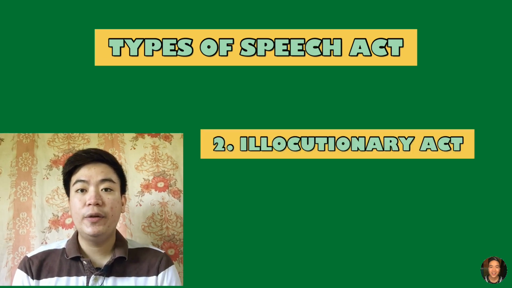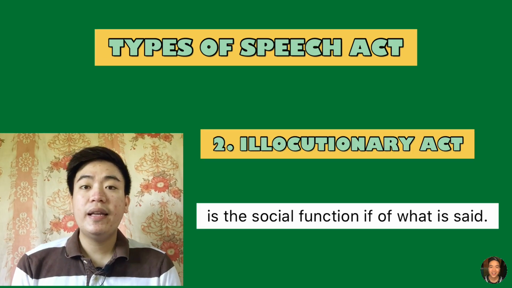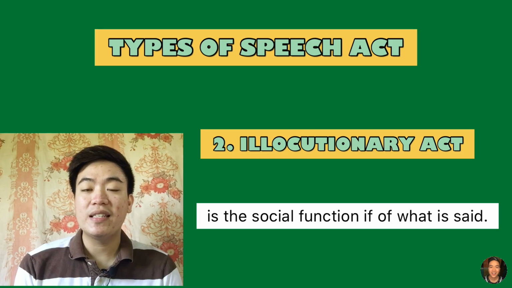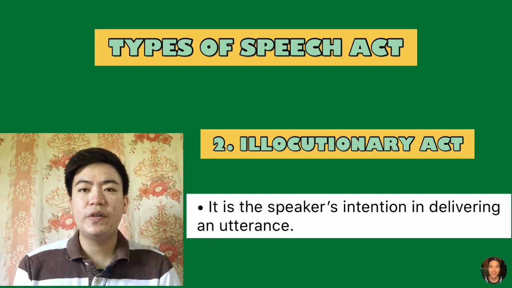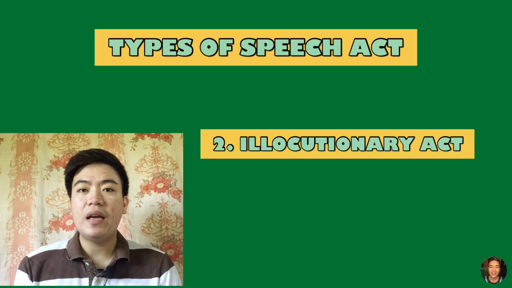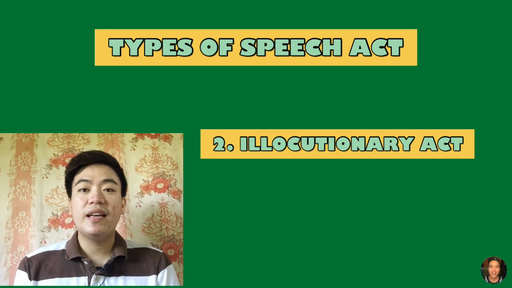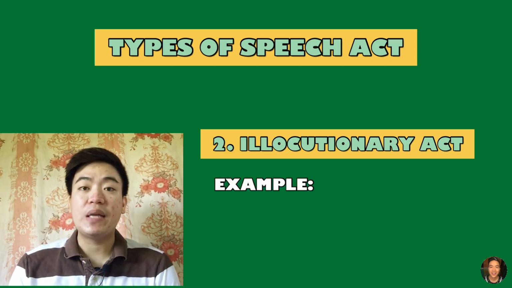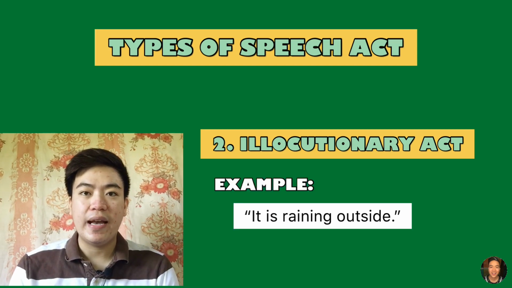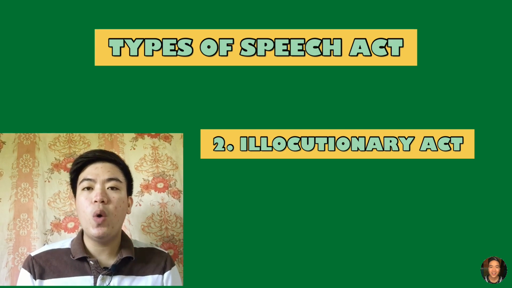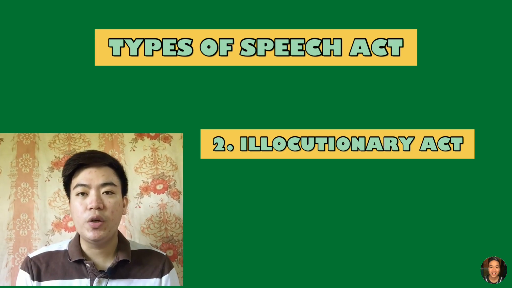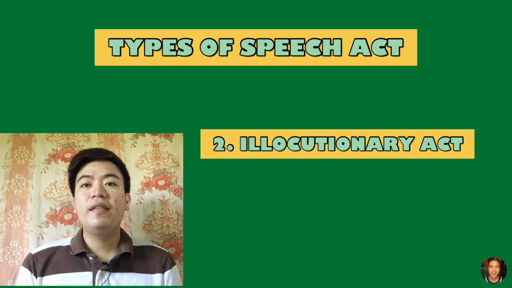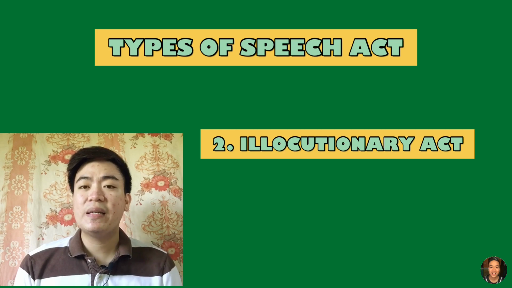Second is the illocutionary act. It is the social function of what is said. So it is the speaker's intention in delivering the message. And this includes stating, apologizing, threatening, predicting, or requesting. So let's use the same example. It is raining outside. So the speaker wishes or wants the hearer to use an umbrella if he or she goes outside. It may mean that the speaker doesn't want you to go out yet because it is still raining outside.